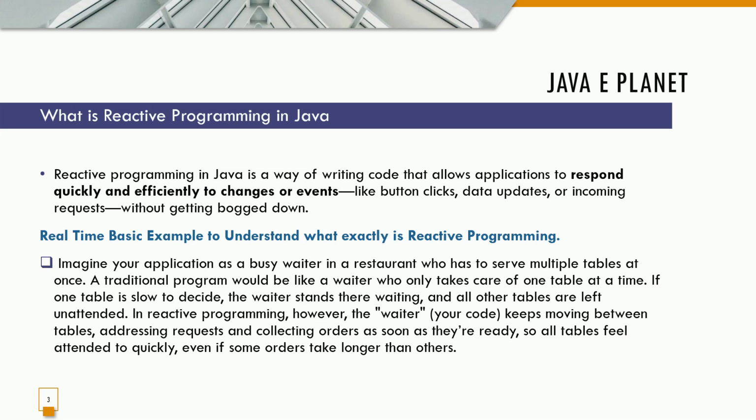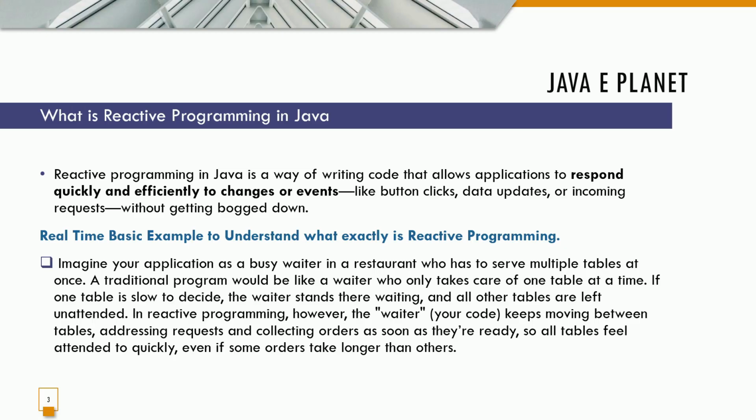Reactive programming in Java is a way of writing code that allows applications to react quickly and efficiently to changes or events like button clicks, data updates, or incoming requests without getting bogged down. Here, let me discuss one basic real-time example to understand what exactly is reactive programming.